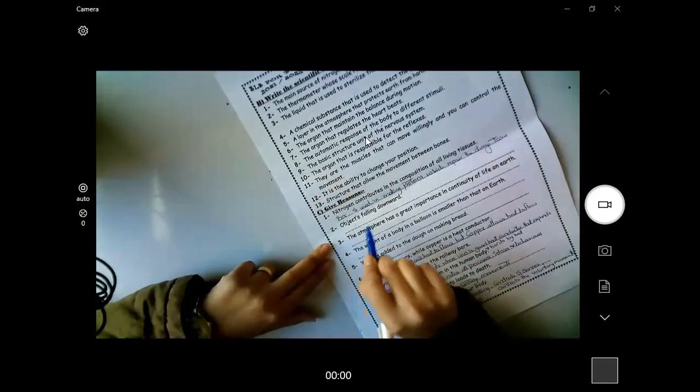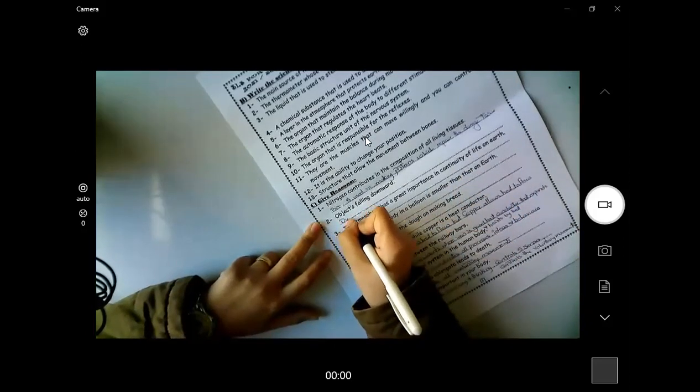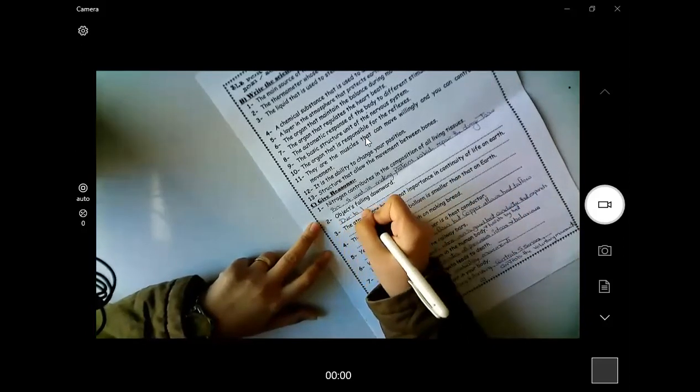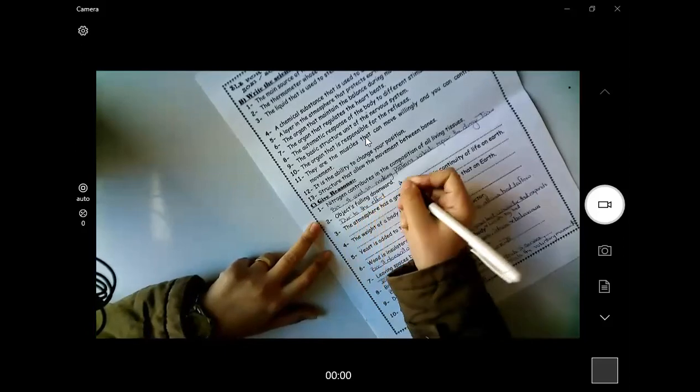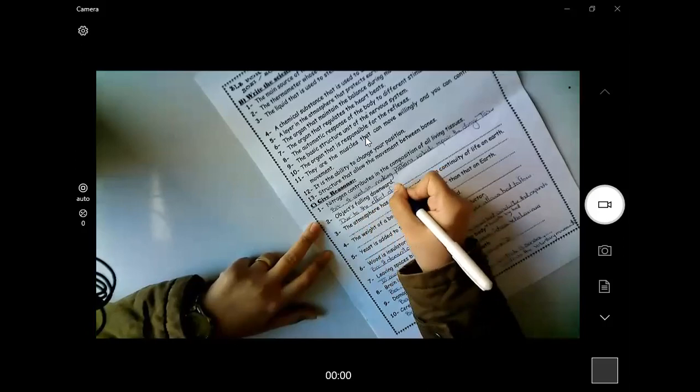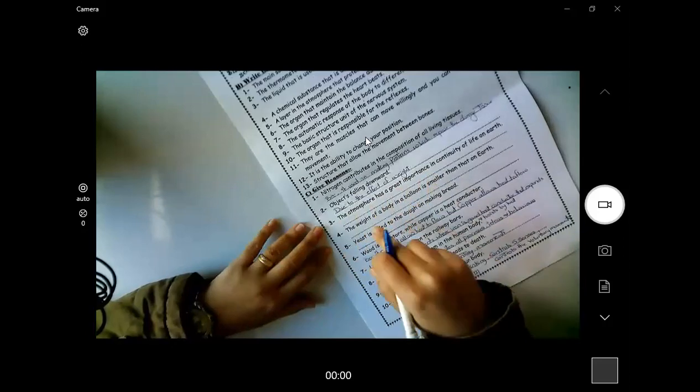Question number 2, objects falling downward due to the effect of weight. Due to the effect of weight.